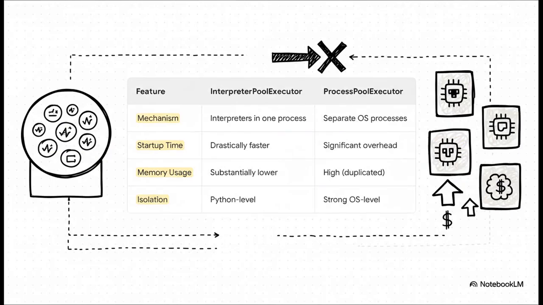And that brings us to the new InterpreterPoolExecutor. This is huge. It gives you the true parallelism you'd get from multiprocessing, but with the low startup time and low memory cost of using threads. Why? Because you're not spinning up whole new operating system processes. You're just creating these lightweight interpreters inside your existing process. And since they each have their own GIL, they can run on different cores at the same time. This is a massive win.